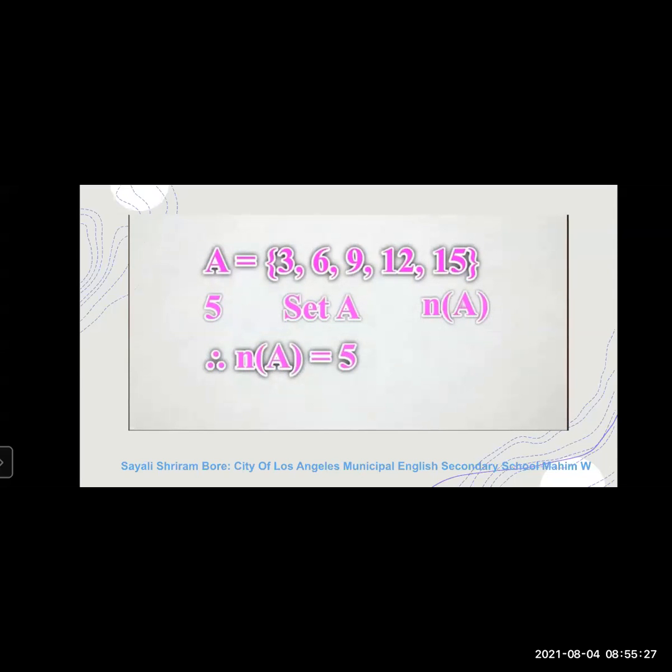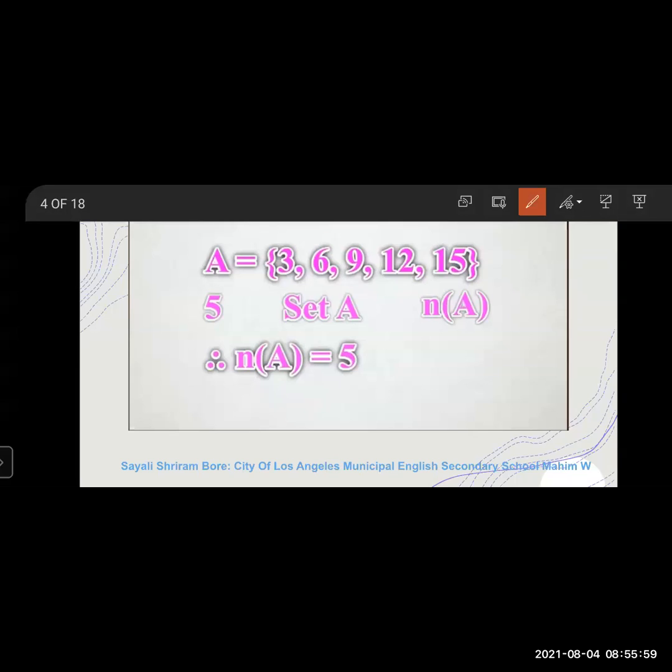So here one example I have taken. On your screen, you can see that one set is given, that is the set A. And in that set, a few elements are there: 3, 6, 9, 12, 15. Okay. Now, all of you know that the name of the set is A, and how many elements are there, that you have to count. Now, in the set A, there are 5 elements: 1, 2, 3, 4, 5.